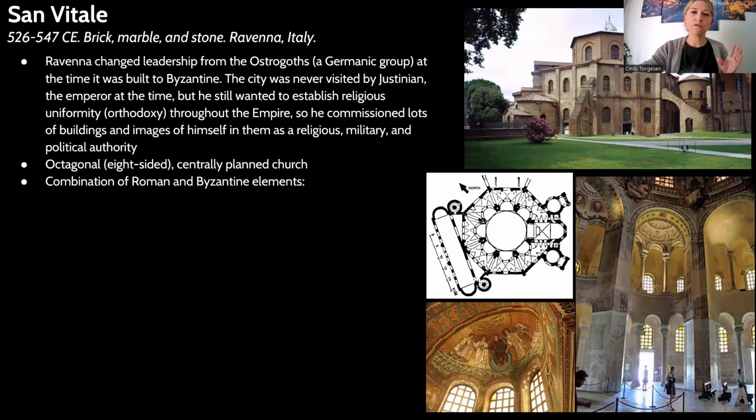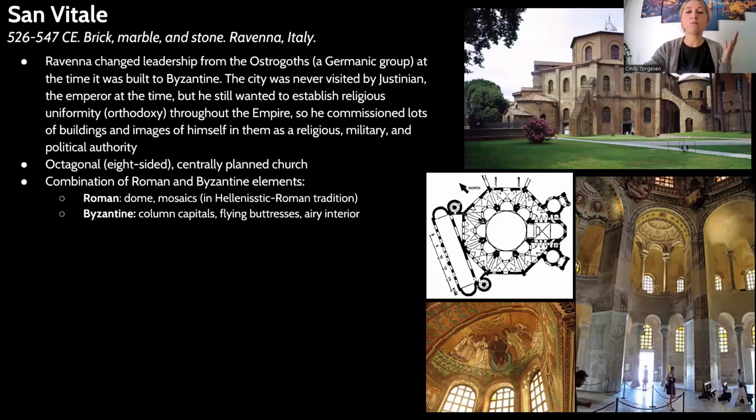So we see a combination of Roman and Byzantine elements. We have the dome, we have mosaics, which are very much from a Roman tradition, as Byzantine was inspired a lot by Roman elements. And then when we think about uniquely Byzantine elements, you can look at the column capitals, which were very much inspired by the Hagia Sophia. Remember, they're kind of airy and trying to look weightless. We'll look at a closer picture in a minute.